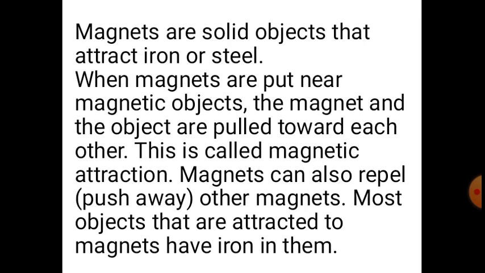Magnets are solid objects that attract iron or steel. You should be aware of what magnets are. They are solid objects that attract iron or steel. When magnets are put near magnetic objects, the magnet and the object are pulled towards each other. That is, they come towards each other. So when you put them together, they pull towards each other, and this is called magnetic attraction.